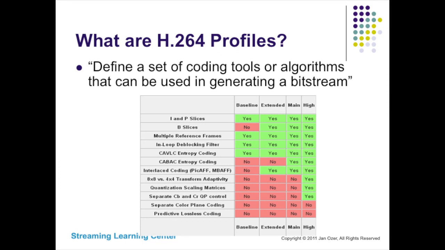So the coding tools on the left, we see I and P slices, B slices, multiple reference frames. Those are the compression techniques. And on the right, we see the baseline profile, the main profile, and the high profile, which are the three that we typically care about. Very few applications allow you to use the extended profile, and it really has no application in the iDevice space.